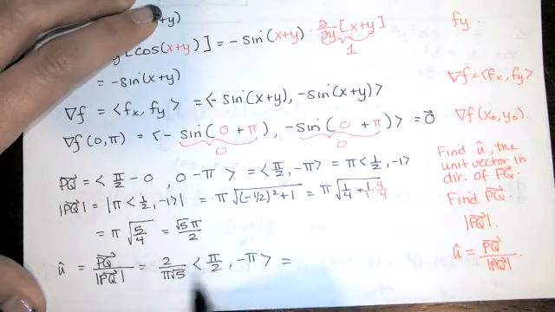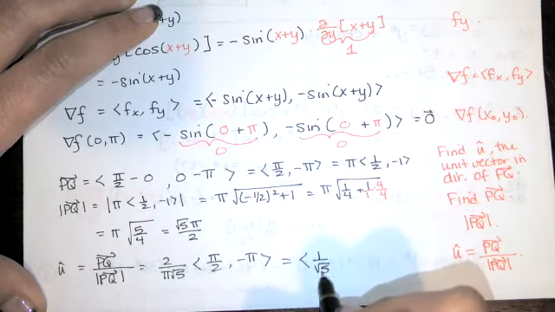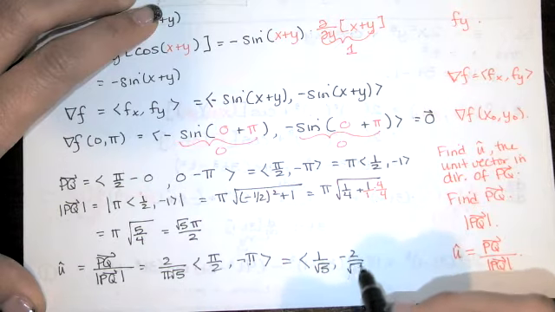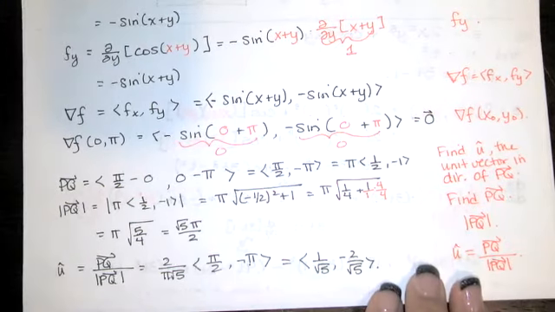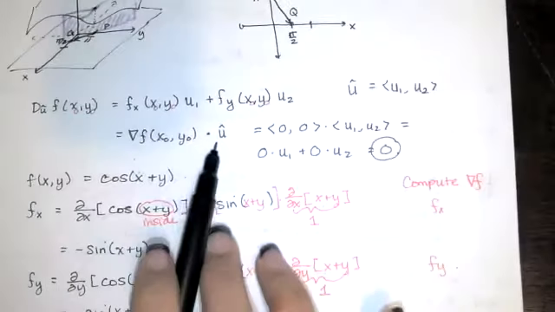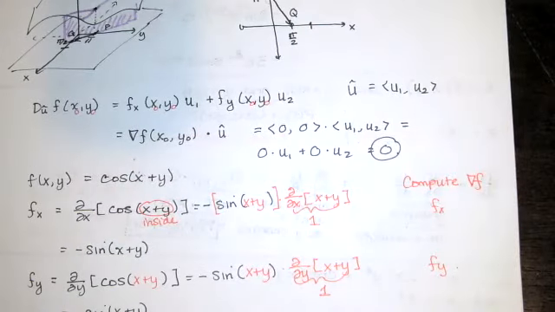Actually, the 2's will reduce here and the pi's will reduce on that x component as well. And we'll just be left with 1 over square root of 5. And over here, the pi's will reduce and we'll just have negative 2 over square root of 5. That's our unit vector. Once you have the unit vector and that gradient evaluated at the point, you would just take the dot product.